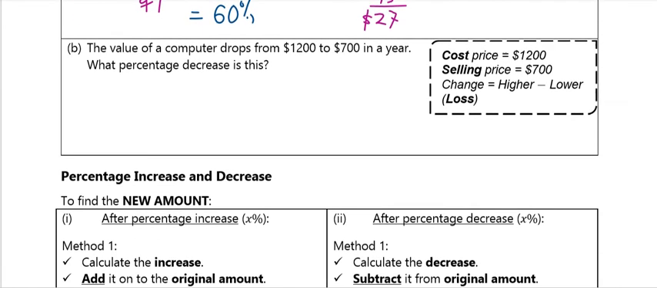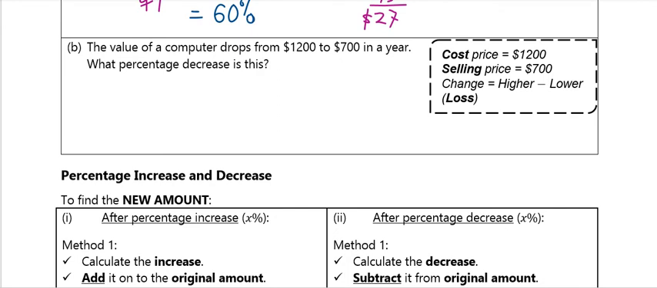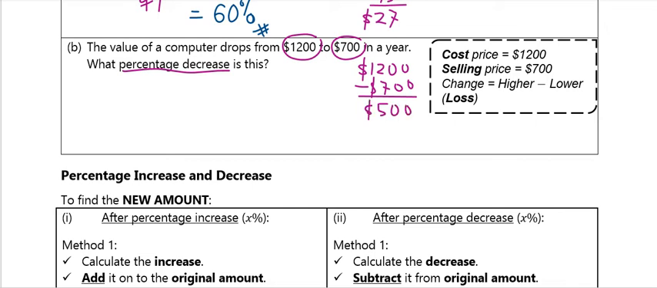Okay, now next one is when you have the value of a computer drops from $1,200 to $700 in a year. What percentage decrease is this? So here there's what we call the loss, because here the change is decreasing, so you are losing some amount of money. So here the difference between this value is 1,200 minus $700. So here you will have $500. So this is your amount of change.